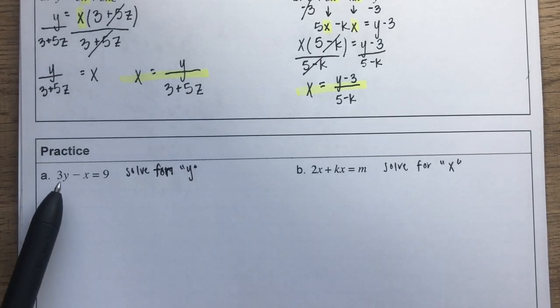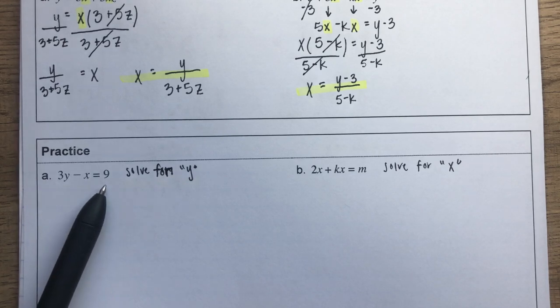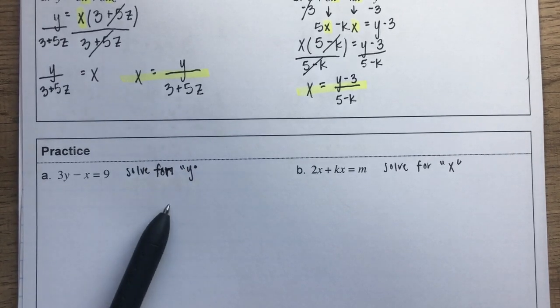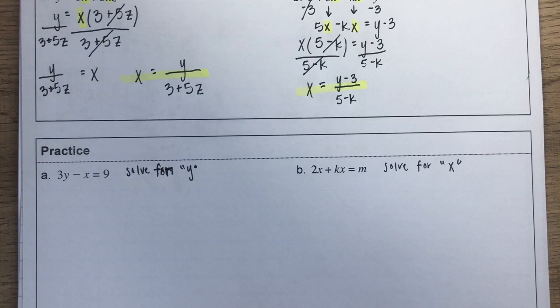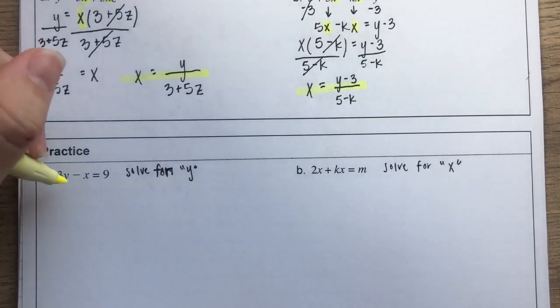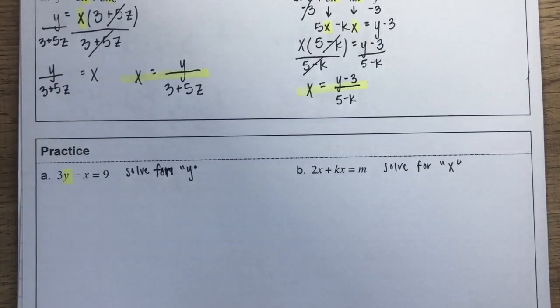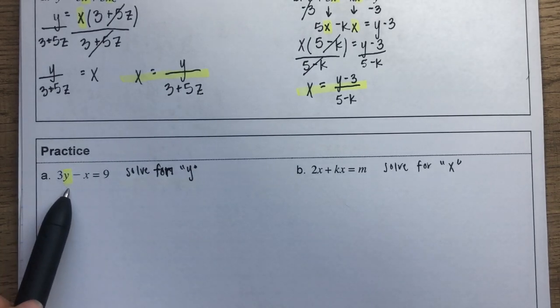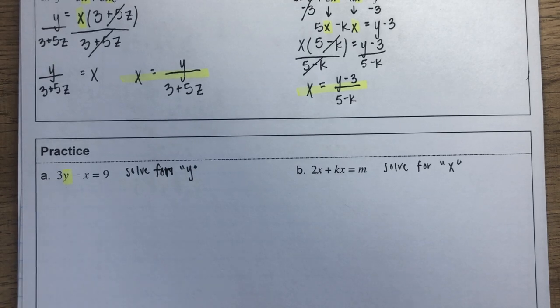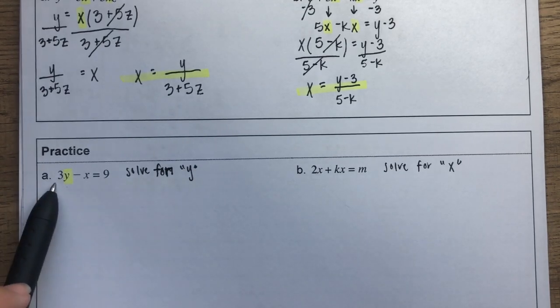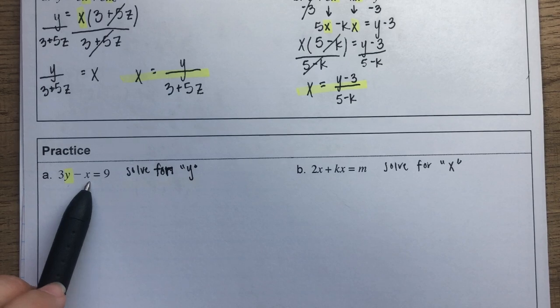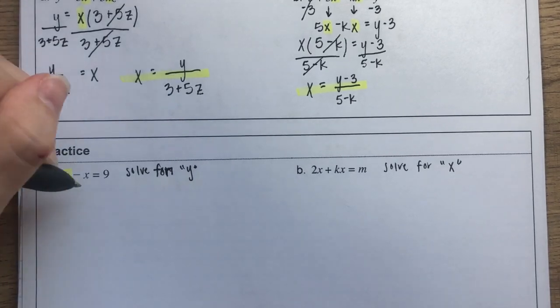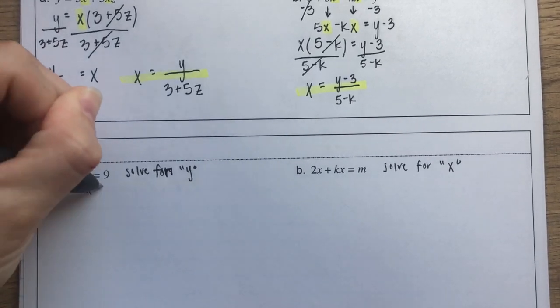So for A, it says 3y minus x equals 9, and the instructions are to solve for y. So I just have this one term that has the y. So if I'm solving for y, I'm trying to get y on its side of the equal sign by itself. I just have this one term that has the y in it, so I can move everything away from that term. So I have 3 multiplied by y, and I have x subtracted from it. So I can undo the subtraction first. I can add x to both sides.